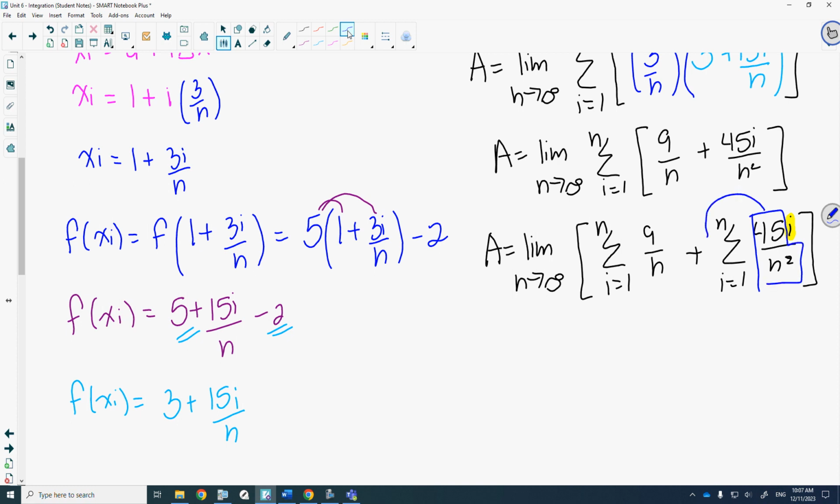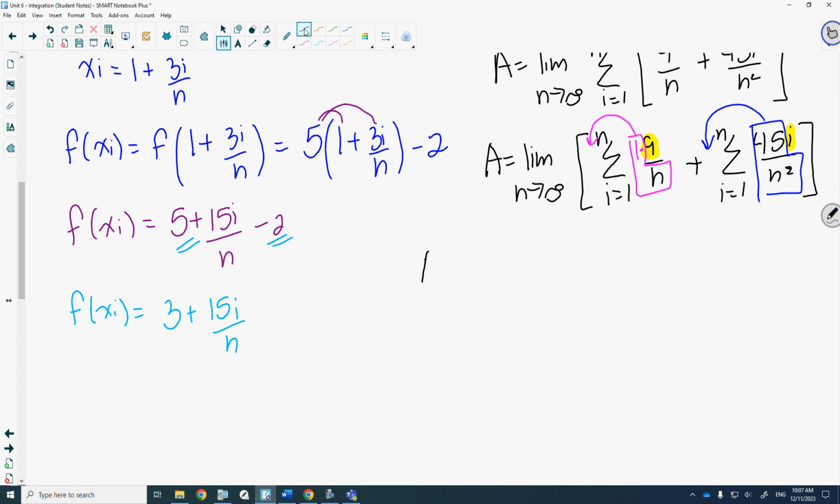So I could bring that to the front. Now over here, we don't have an I squared or an I cubed. So if that's the case, you're going to have a constant over here. And I do have a constant. I've got the constant 9. So I want to isolate this because I know what the sum of a constant is. So in order to isolate that 9, I need to bring this 1 over n in front of the summation.